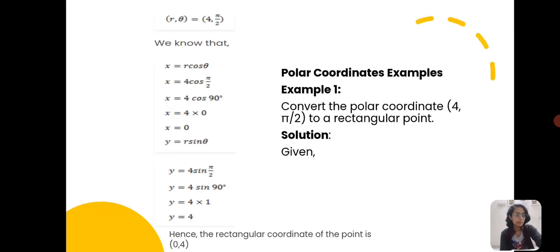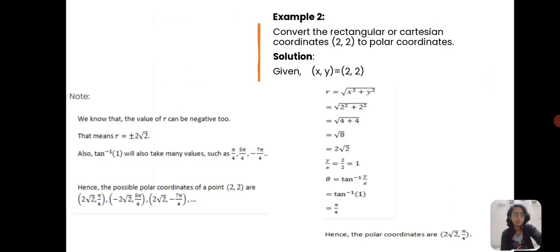Polar coordinates examples are: example 1, convert the polar coordinate 4, pi by 2 to a rectangular point. The solution is r, theta is equal to 4, pi by 2. We know that x is equal to r cos theta, then x is equal to 4 cos pi by 2, x is equal to 4 cos 90 degrees, x is equal to 4 into 0. So x becomes 0 and y is equal to r sin theta. So y is equal to 4 sin pi by 2, y is equal to 4 sin 90 degrees, y is equal to 4 into 1. So finally y is equal to 4. Hence the rectangular coordinate of the point is 0, 4.